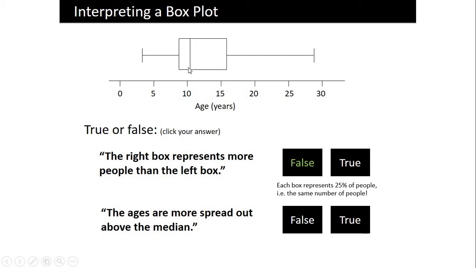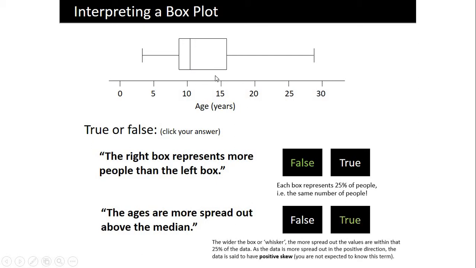Remember, from the lower quartile to the median, that's 25%, and also from the median to the upper quartile, that's 25%. So the ages are more spread out above the median. Well, here's the median. So this is true, because the wider the box, or the wider the whisker, the more spread out the values are within that 25% of the data.